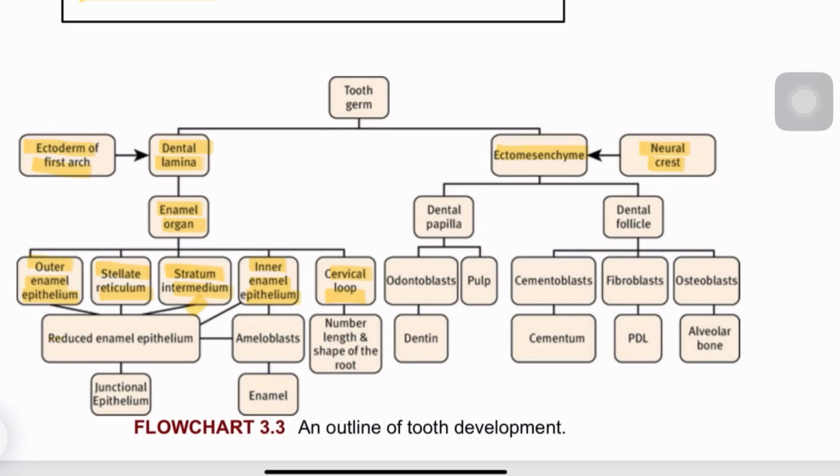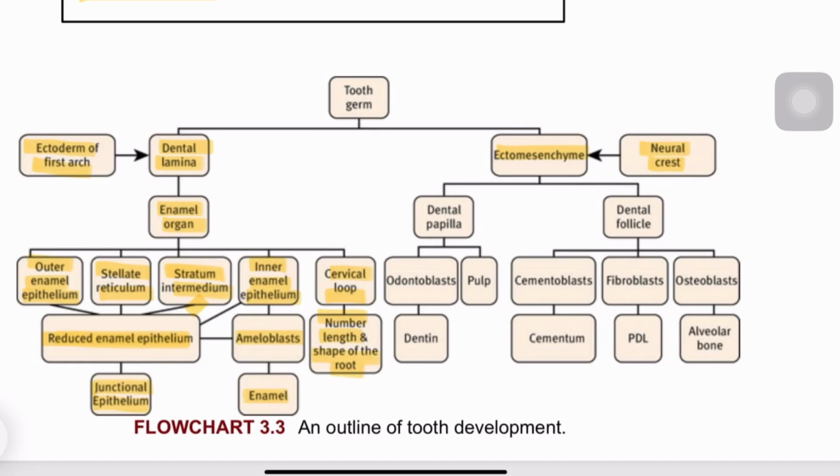Very important to remember. So ये चारों चीज़ें, outer, stellate, stratum intermedium, inner enamel epithelium, all of these will form reduced enamel epithelium, which will lead to the formation of junctional epithelium. And inner enamel epithelium is the only one which will lead to the formation of ameloblast, which gives rise to enamel. Cervical loop बना, cervical loop is basically number, length, shape of root, HERS को जो बनाएगा.